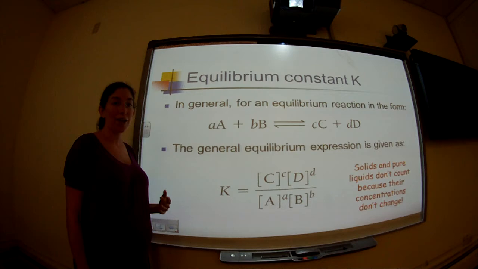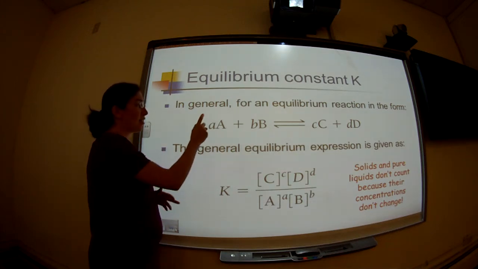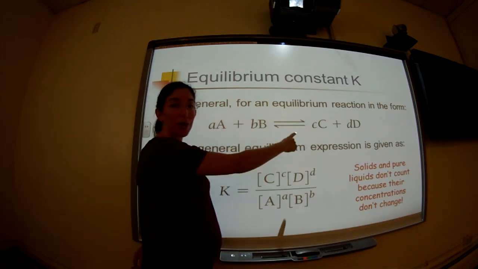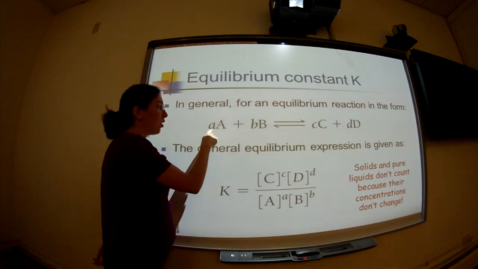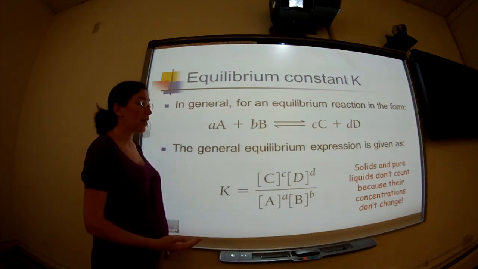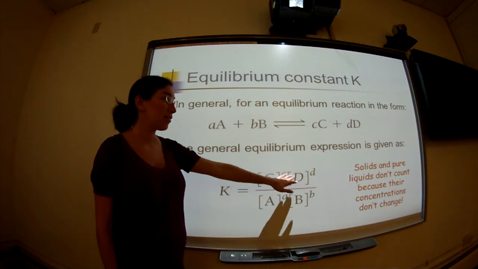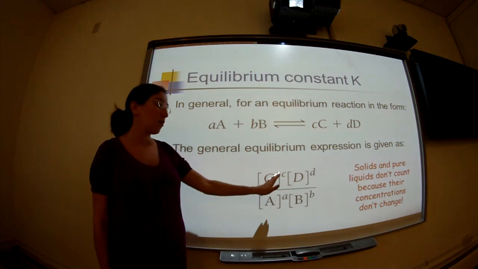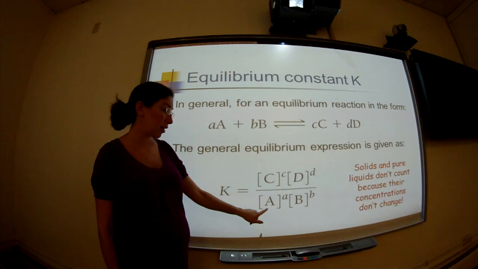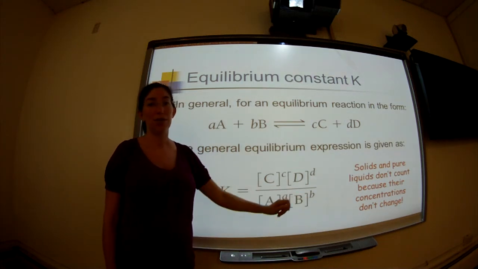So if you have a reaction, and the basic formula for that reaction is a reactant A plus reactant B becomes product C plus product D, with the little letter being the coefficient, the number. All right, then your equilibrium constant would be products C and D raised to the power of their coefficients over the concentration of the reactants raised to the power of their coefficients, okay?